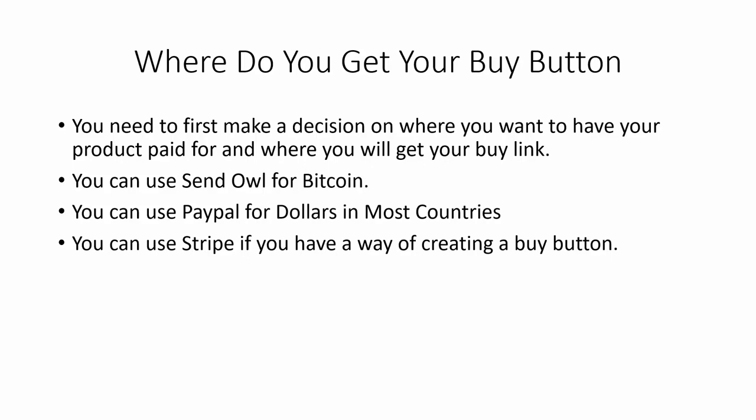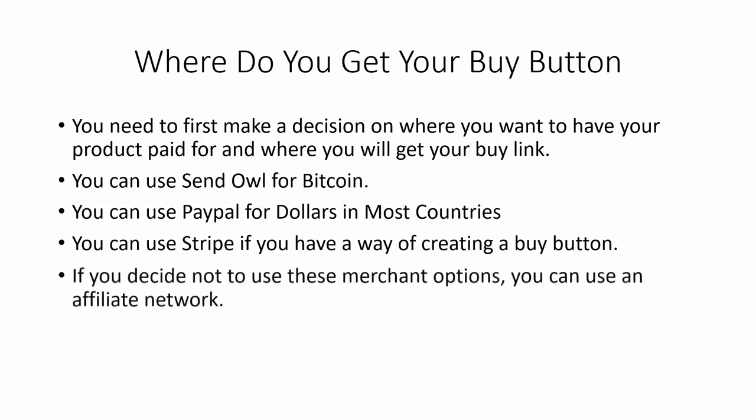Typically, if you're going to use Stripe, you're going to have some kind of third-party intermediary that will turn Stripe's coding into your buy button. But if you have Stripe, you have PayPal. If you want to use Bitcoin, you can do all of those three mediums. You can use any of these merchants, but if you decide not to use them exclusively, let's say you don't want to use PayPal exclusively, you can use an affiliate network in order to deliver your product, in order to facilitate payment.